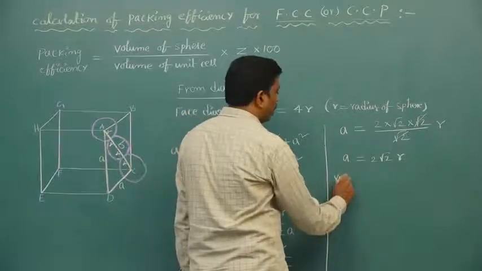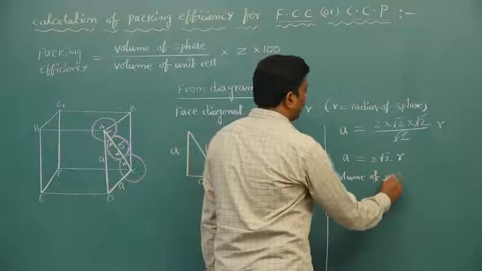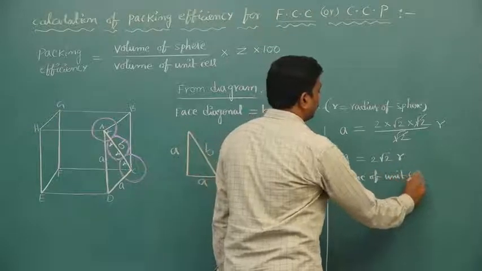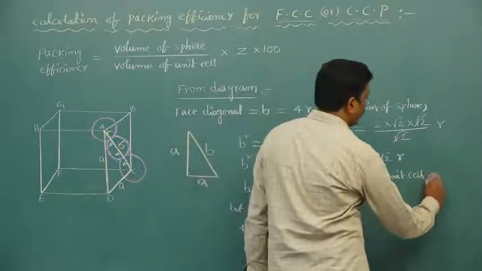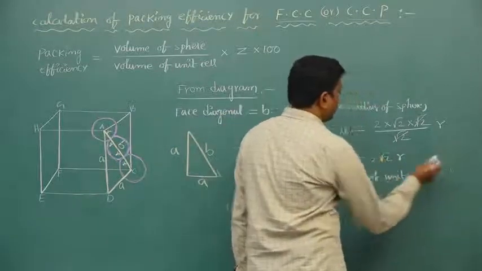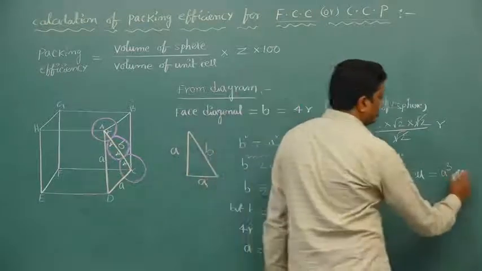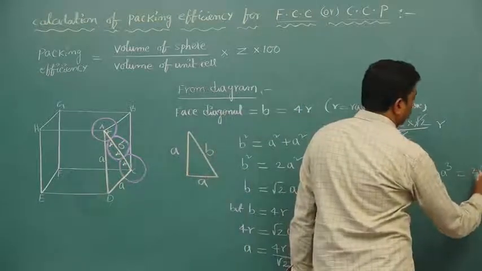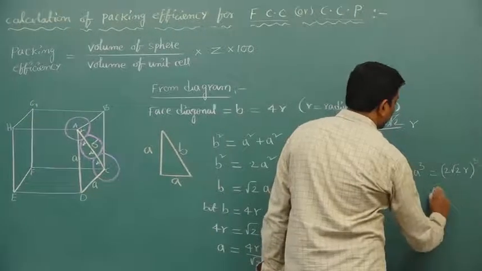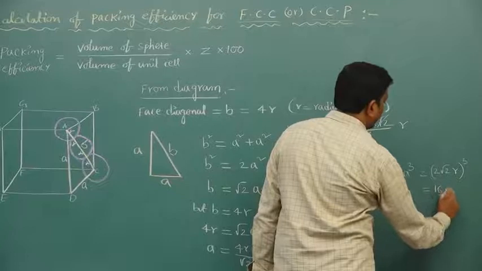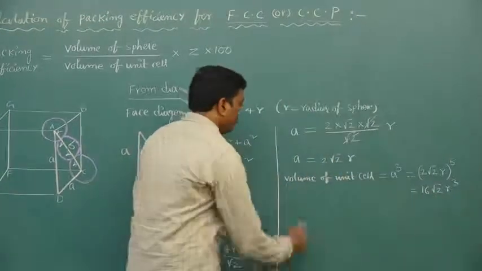Now, we need to find the volume of unit cell. Volume of unit cell, and we considered a cubic unit cell. Volume of unit cell is A cube. A we found just now, that is 2 root 2 r. So, 2 root 2 r whole cube, that is 16 root 2 r cube. On simplification you will get that.